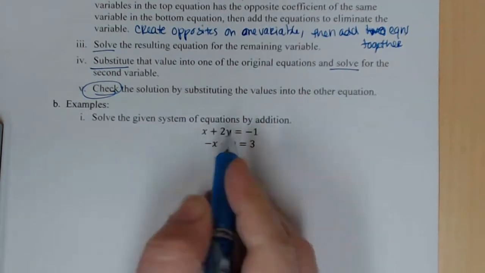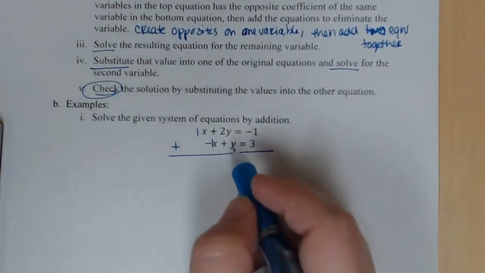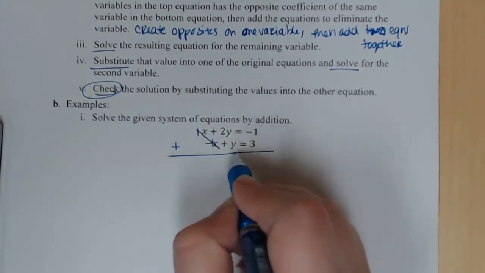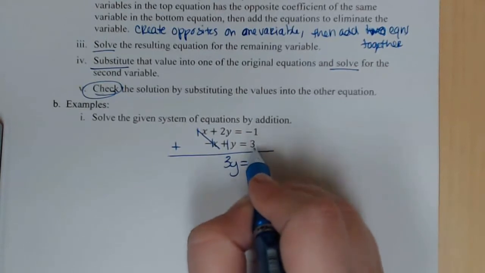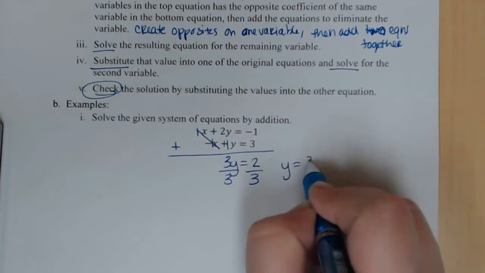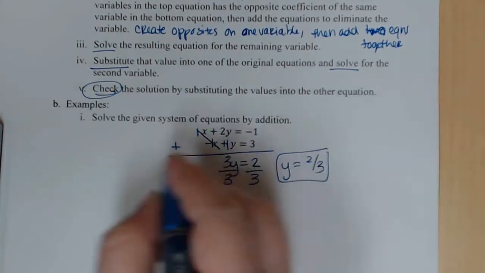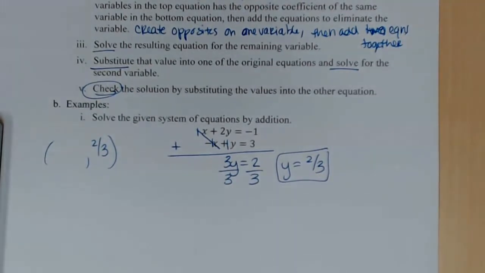So I see my x's are opposites. This is a 1 and a negative 1. I'm going to add these two together. Adding them together, my x's cancel, and I get 2y plus 1y, which is 3y. Negative 1 plus 3, which is 2, and then I can solve for y. So y would be equal to 2/3. Now don't freak out when you get fractions. Remember, fractions are okay.